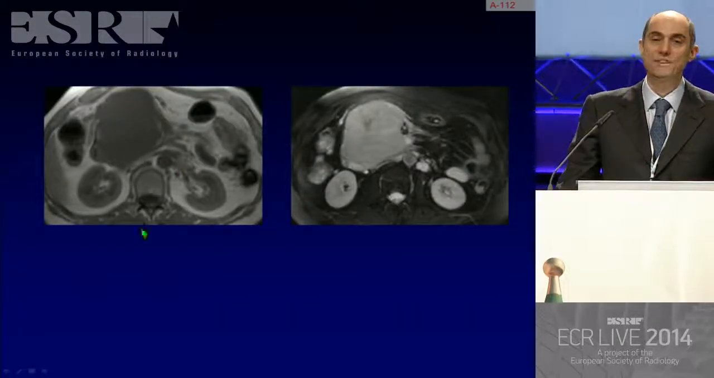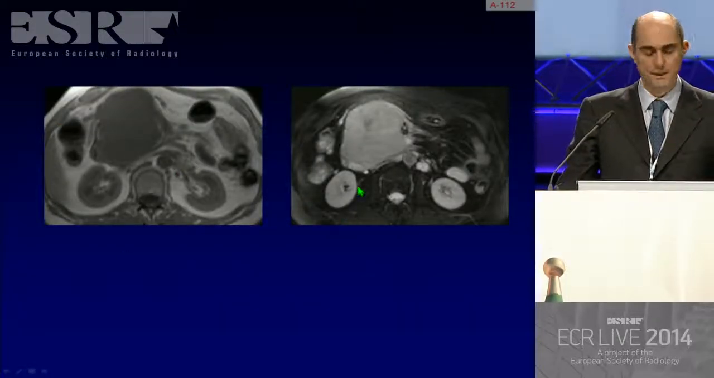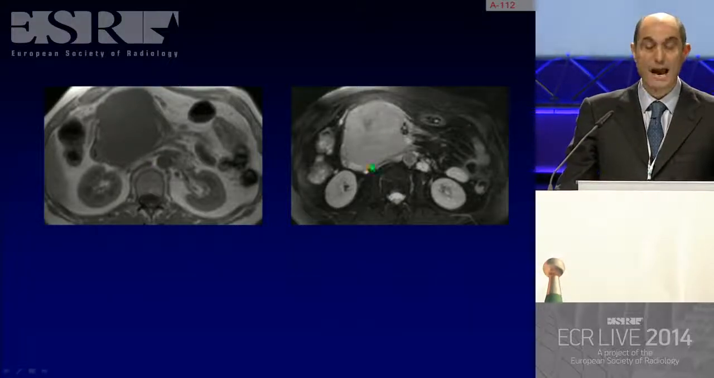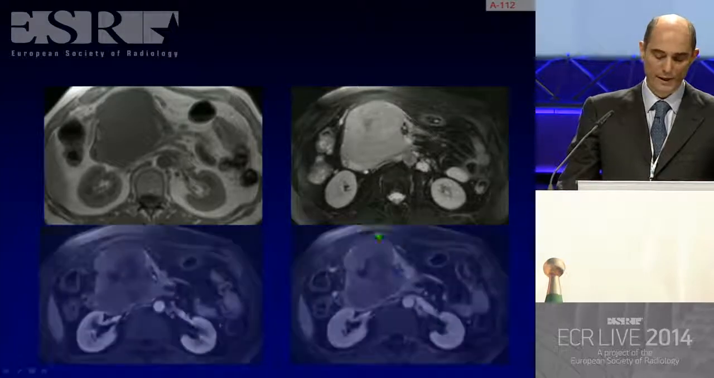Another potential pitfall is represented by this patient, in which we do see a large lesion in the head of the pancreas, hyperintense, with hypovascular.